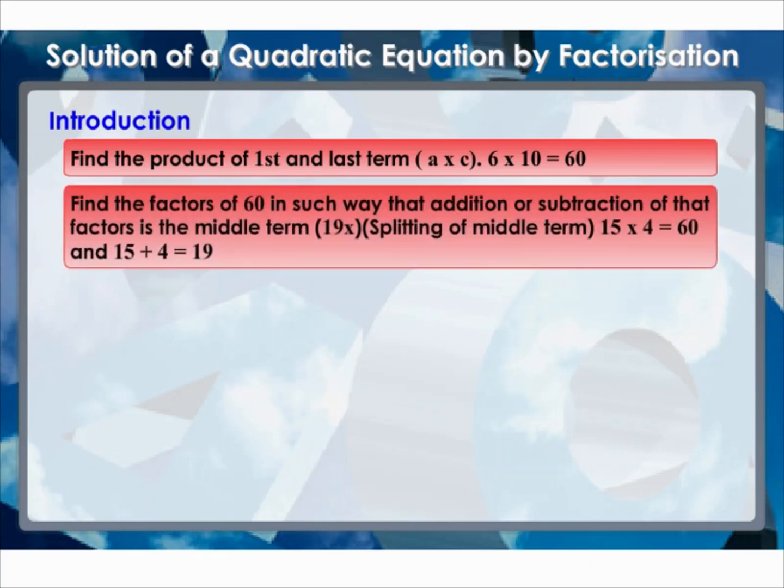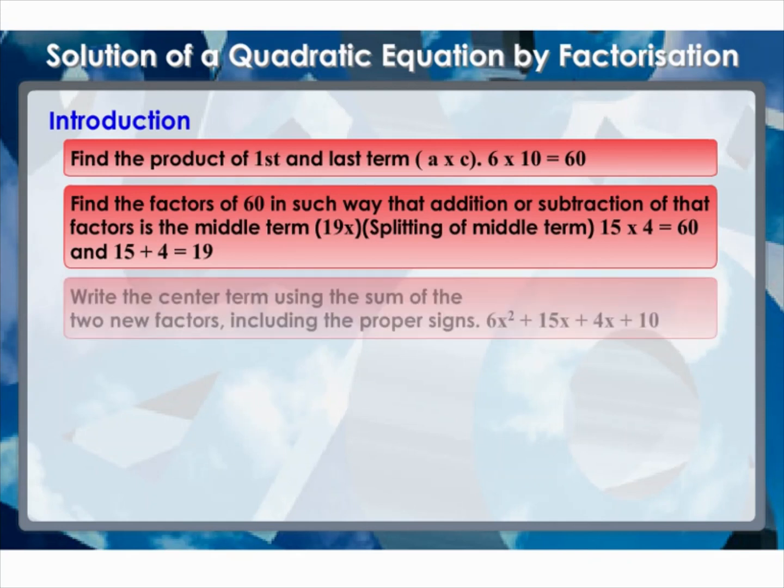2. Find the factors of 60 in such a way that addition or subtraction of the factors gives the middle term, 19, for splitting of the middle term. 15 into 4, that's equal to 60, and 15 plus 4 is equal to 19. 3. Write the center term using the sum of the two new factors, including the proper signs. 6x squared plus 15x plus 4x plus 10.